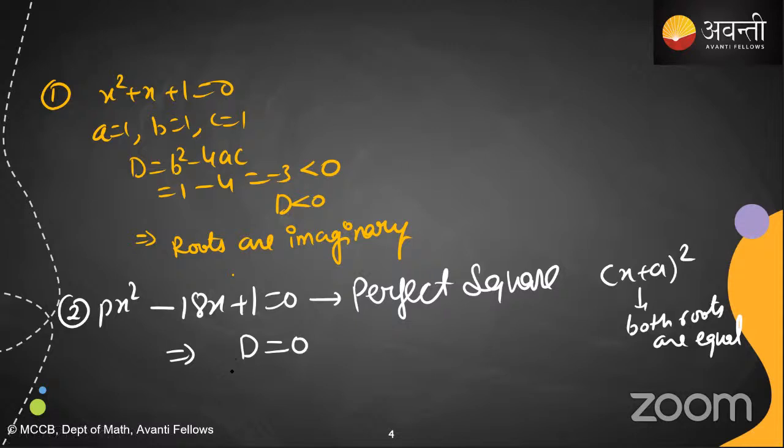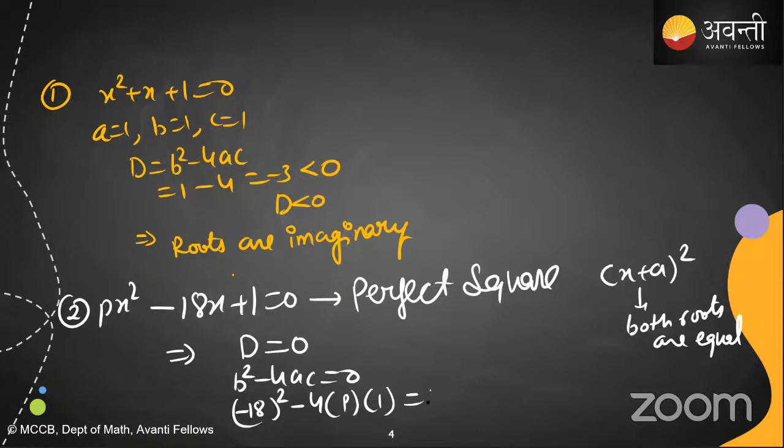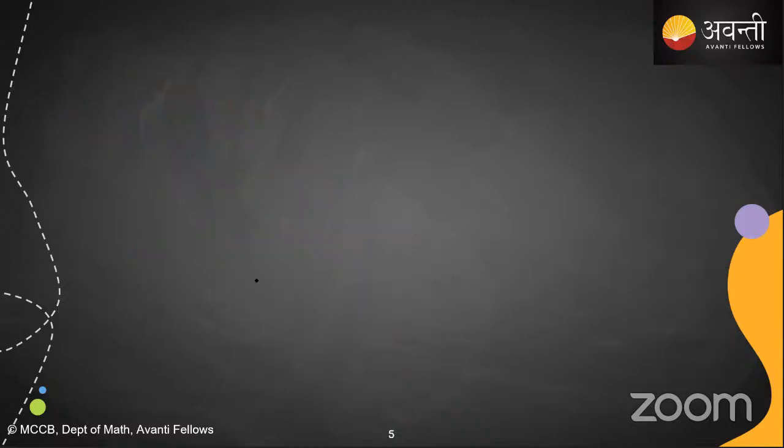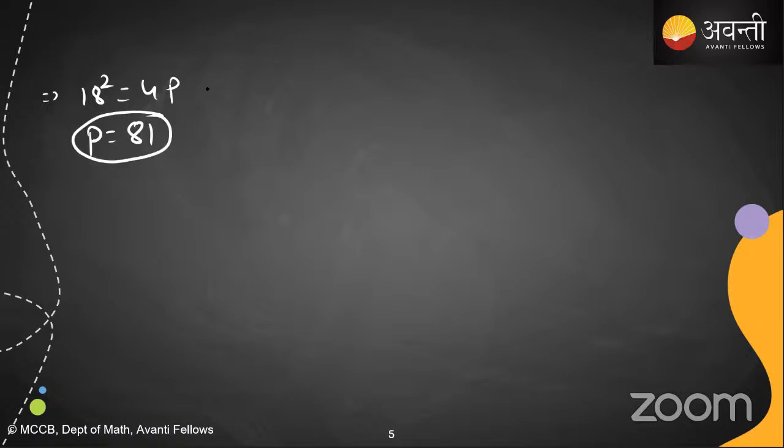So it means D is equal to 0. What is D? b square minus 4ac is equal to 0. What is b? b is minus 18, so 18 square minus 4 times p times 1 is equal to 0, right? It implies 18 square is equal to 4p. So p कितना आ गया? 81. p is equal to 81, right? Is there any doubt in these two questions? Very easy, right? So let's look at the third question now.